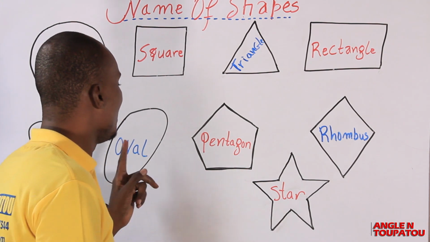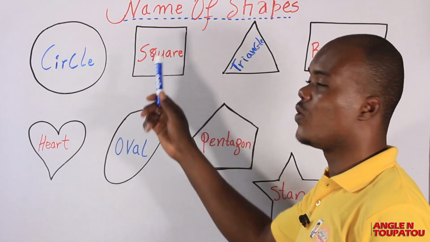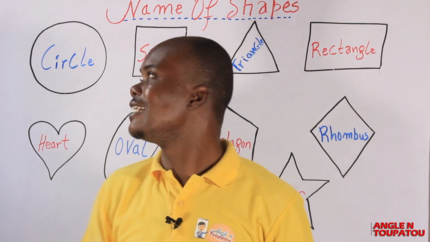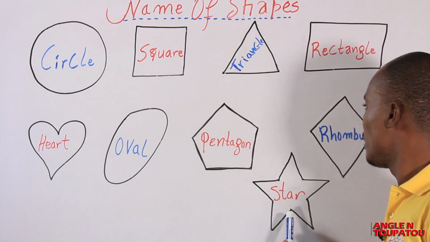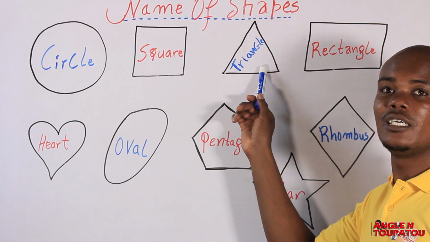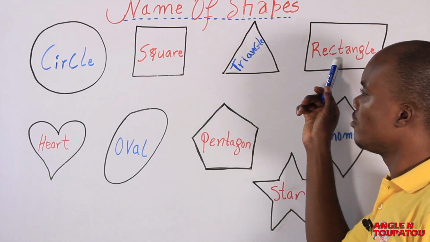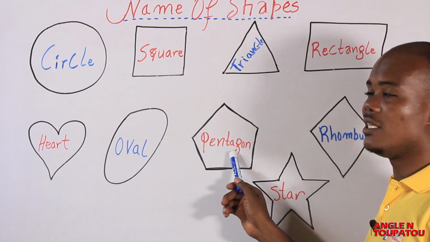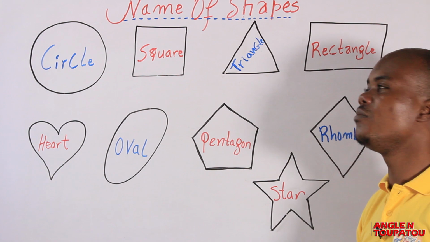Pentagon, oval, heart, cœur, square, carré, triangle, rectangle, circle, star, étoile, rhombus, losange. This is a triangle. This is a rectangle. This is a square. This is an oval. Pentagon. Star. Rhombus.